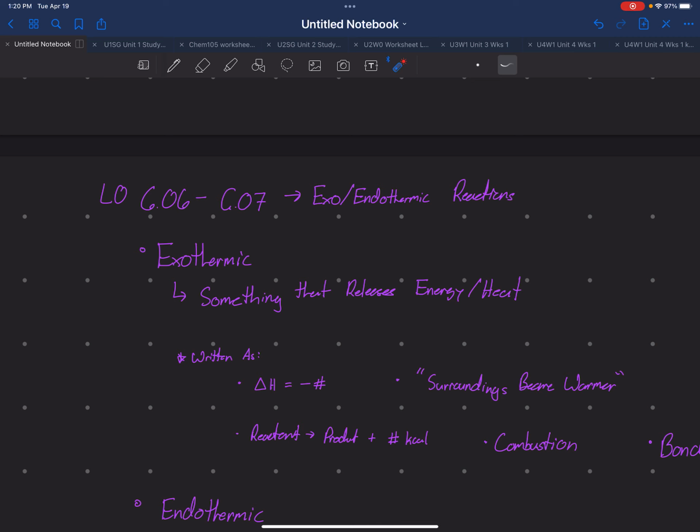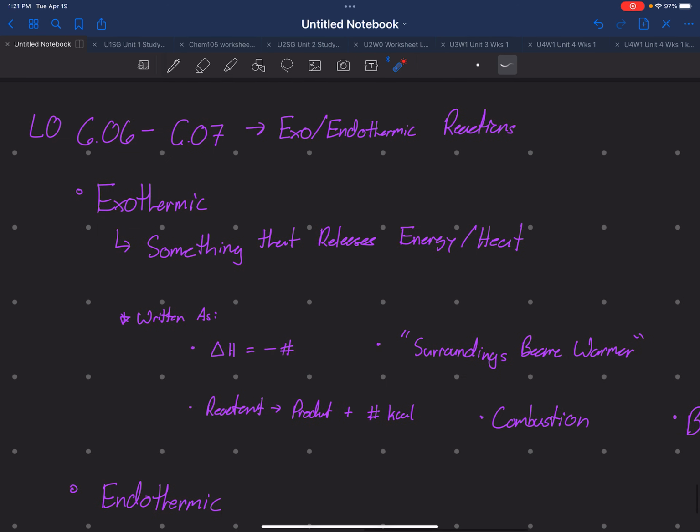So exothermic is something that releases energy or heat. I don't know how you want to remember exo, exit, something that releases energy, however you want to memorize that. So here I wrote some ways that it could appear on the test, or other ways that an exothermic reaction is represented. There's this thing called delta H.